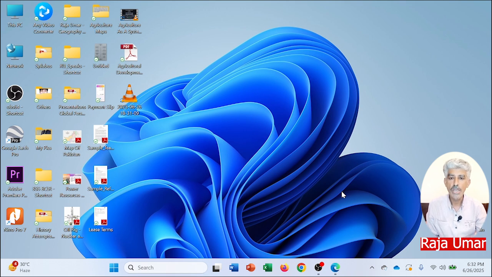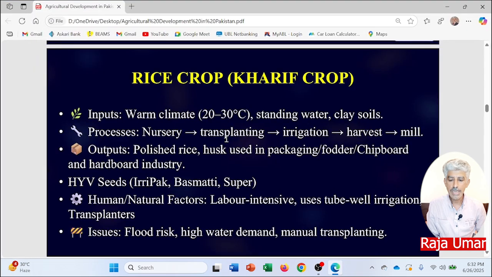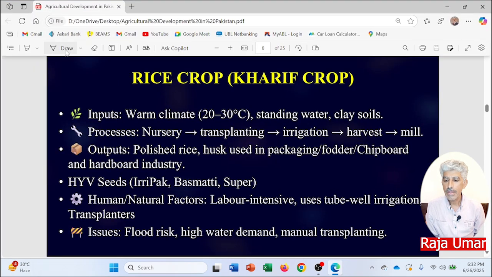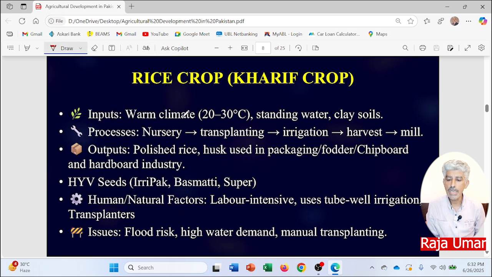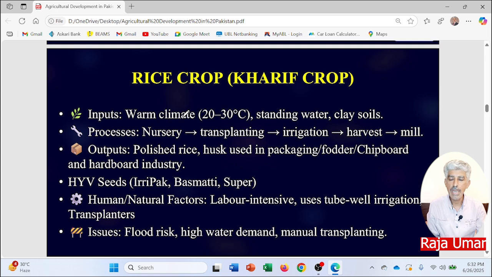Today we're going to talk about the next crop, that is the rice crop. Yesterday we talked about agriculture as a system and the difference between small scale subsistence farming and commercial farming or cash crop farming. Then we talked about the wheat crop. We discussed an overall overview of all four major crops of Pakistan. So the second one out of that is the rice crop.